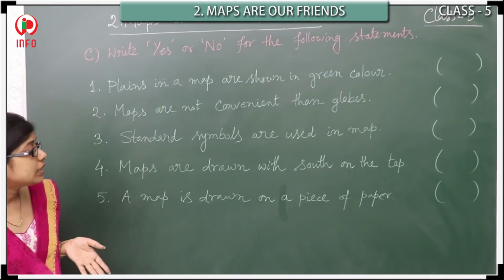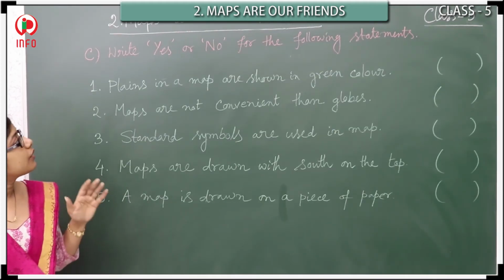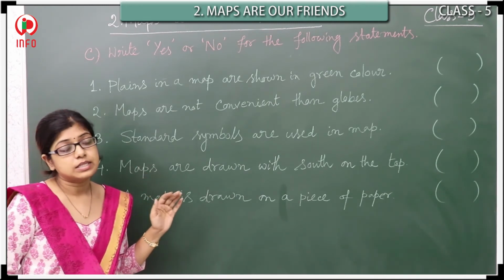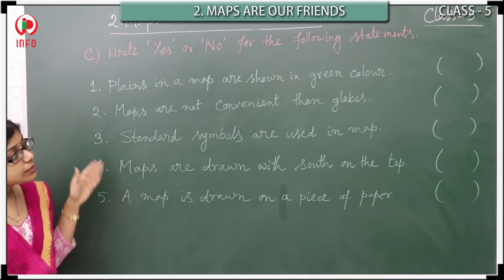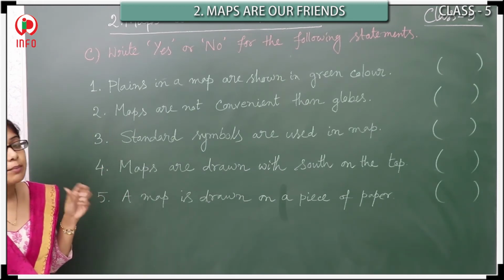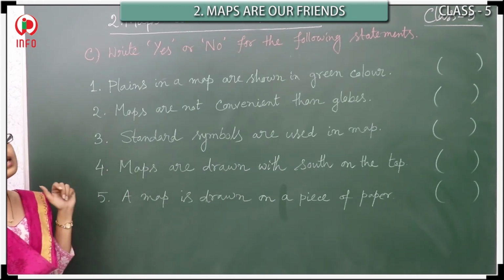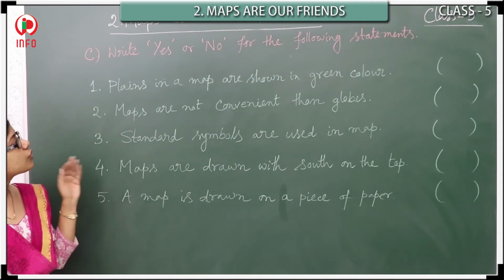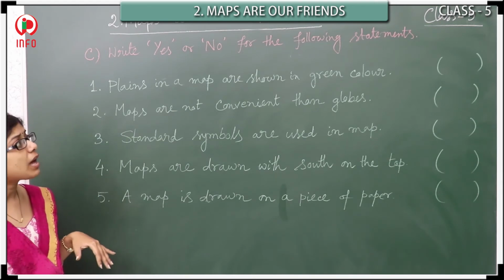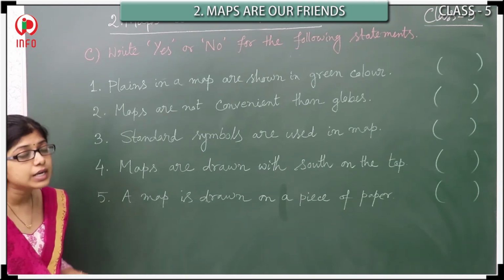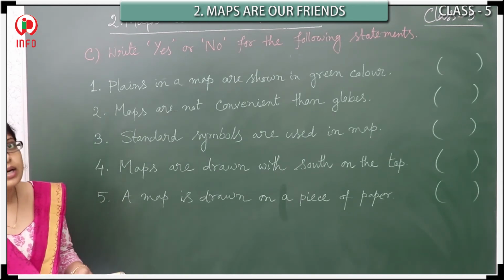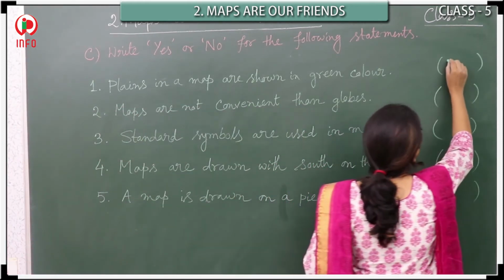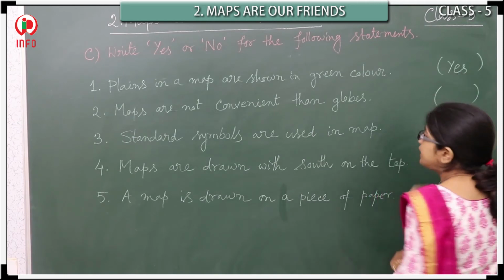Now we will see the C bit. Write yes or no for the following statements. Here these statements are given. Which statement is correct, you have to write yes, and for a wrong statement you have to write no. So first one, plains in a map are shown in green color. Yes, that one is a correct statement. So here you have to write yes.